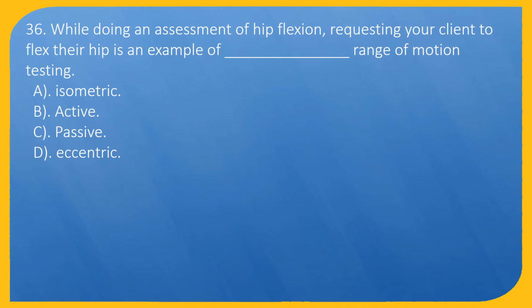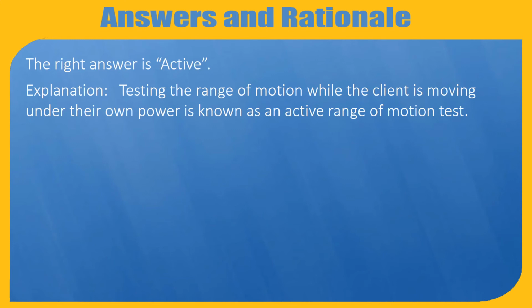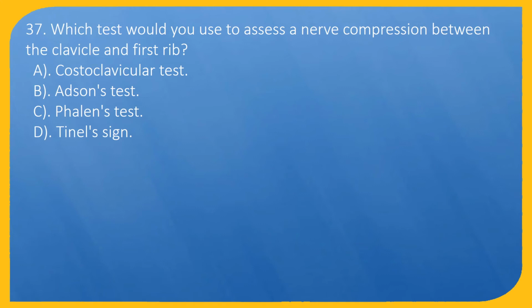Passive. D. Eccentric. The right answer is active. Explanation: testing the range of motion while the client is moving under their own power is known as an active range of motion test.